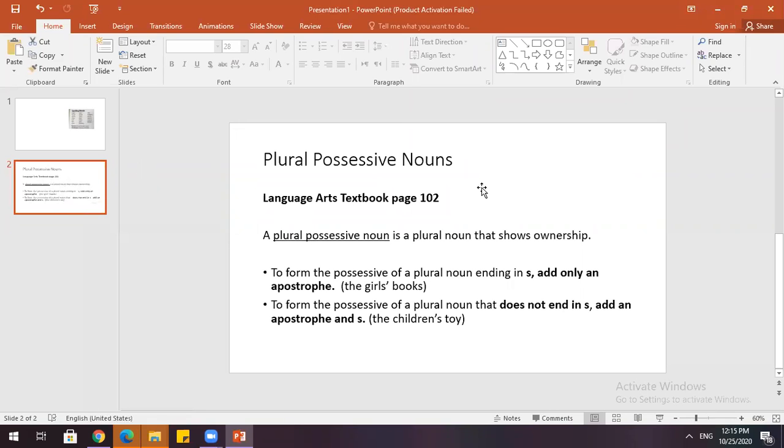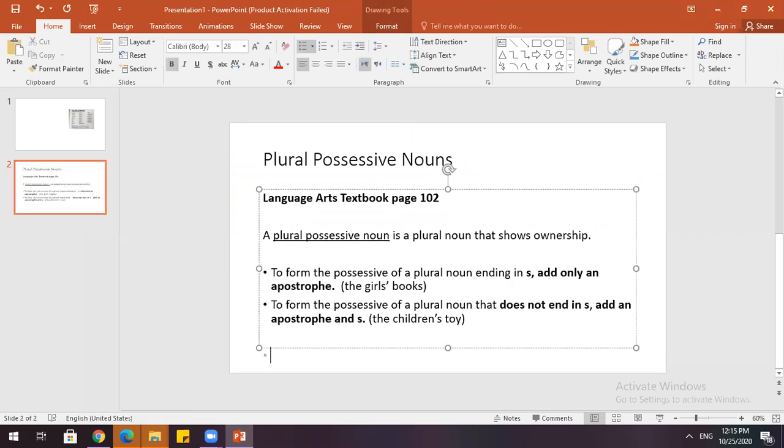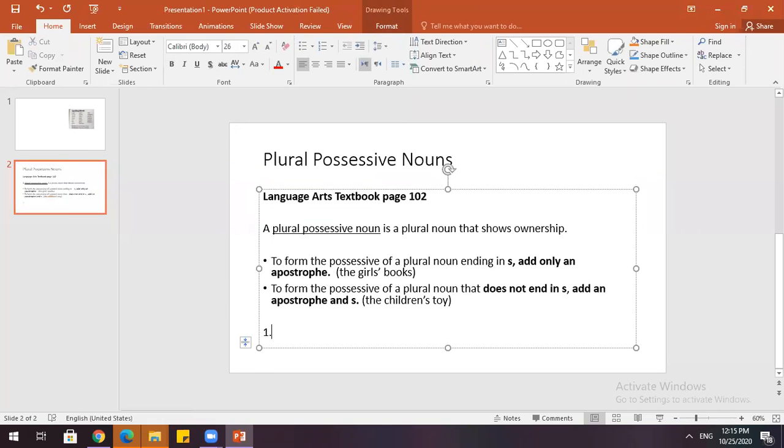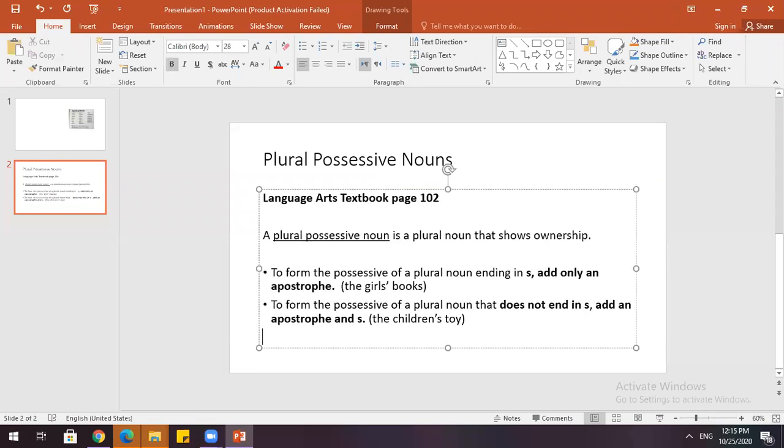Did you guys write this in your notebook? No. All right, go ahead and write it. Tell us what is a plural noun one more time. Hannah? Okay, dear. So we have two ways that we form the possessive of a plural noun. Write this in your notebook. First, look and see if your noun ends in s.